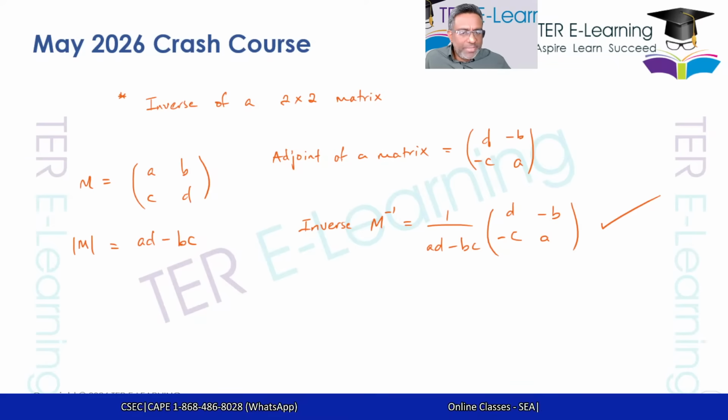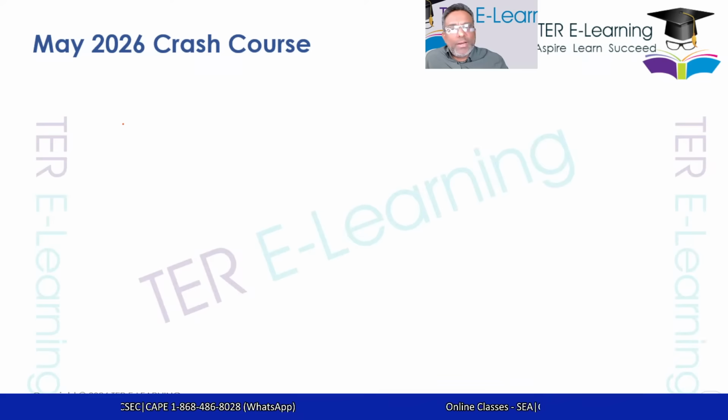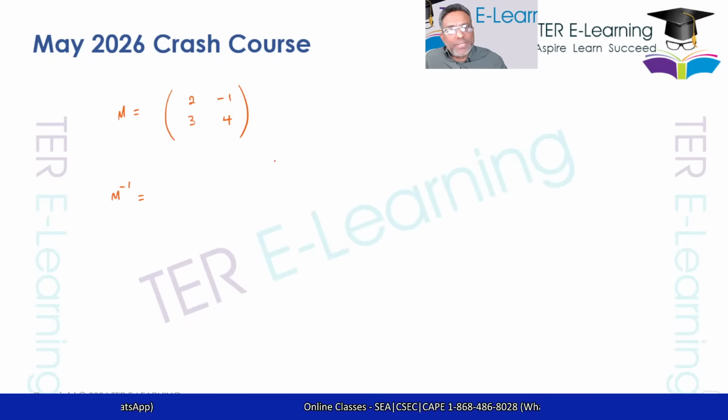Somebody is saying B and C. Yeah, B and C. You have to put a negative sign in front of B as well as C. I'm just going to do one example here. Let's say I have a matrix M, and it's given by, let's say, 2, minus 1, 3, and 4. Right? And I would ask you, what's the inverse of the matrix?